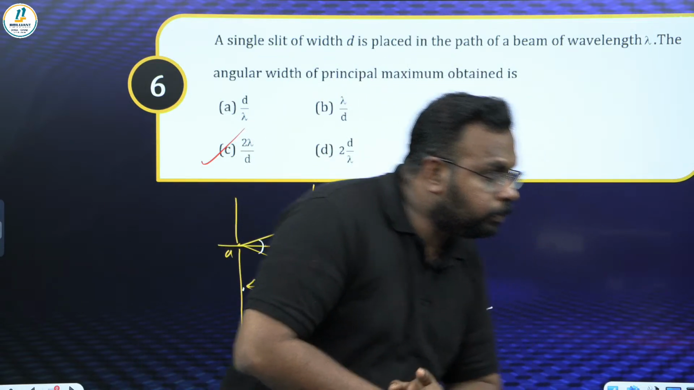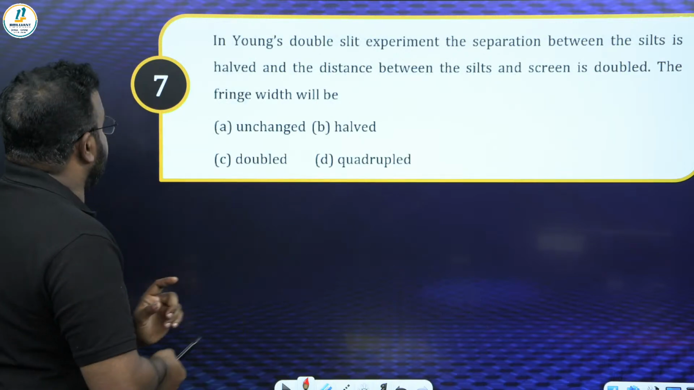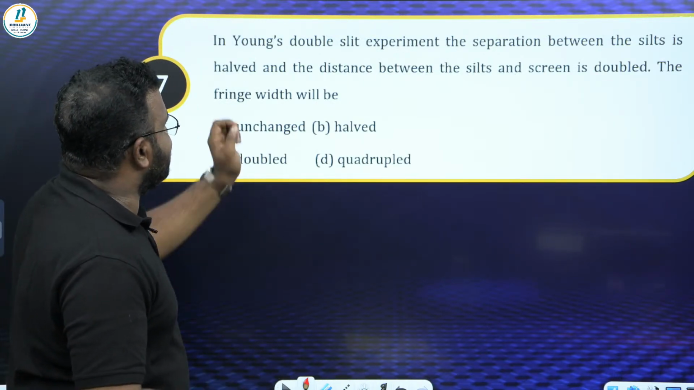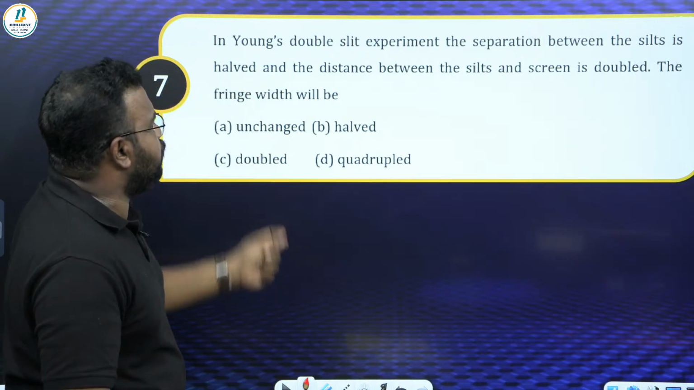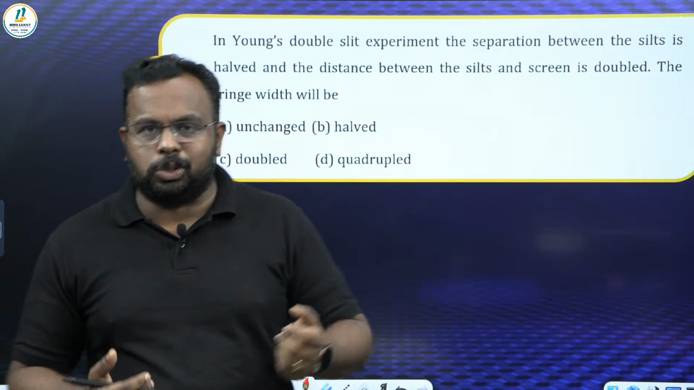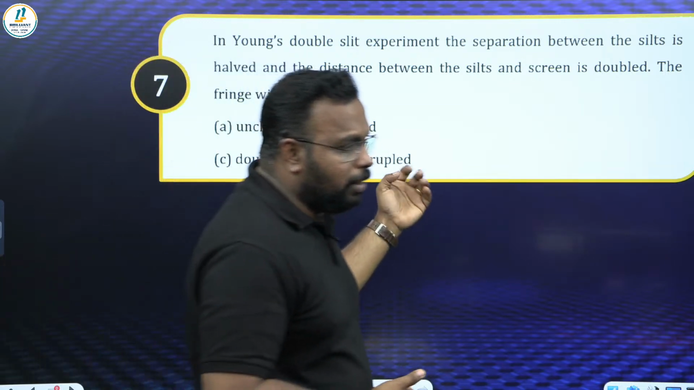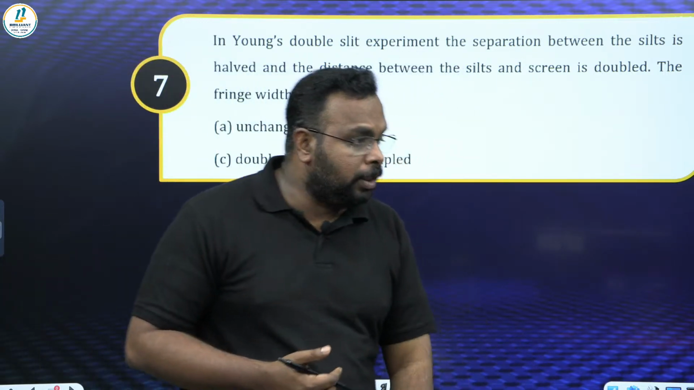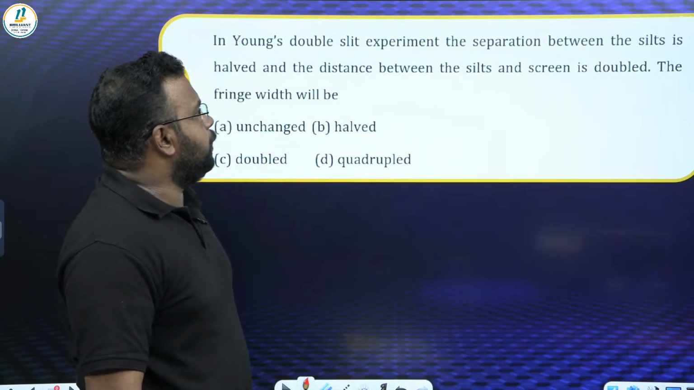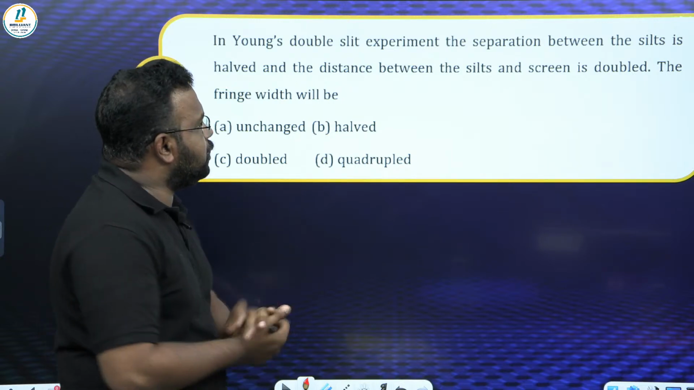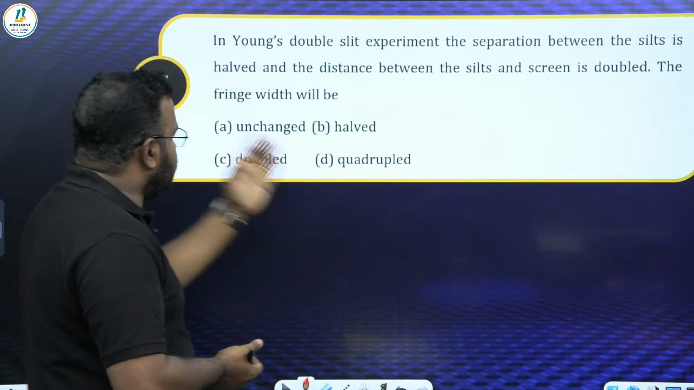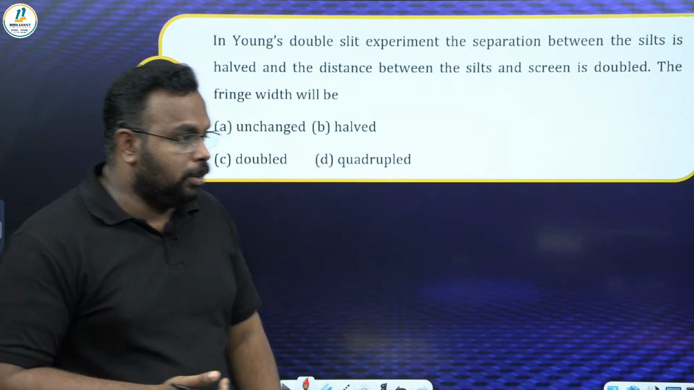Very good. Next question, question number 7. In Young's double slit experiment, the separation between the slits is halved and the distance between the slit and the screen is doubled. The fringe width will be? How many times we discussed this question in the class? You can see this question in many previous year papers. Please comment your answers quickly. What will happen to the fringe width? Unchanged, halved, doubled, quadrupled.